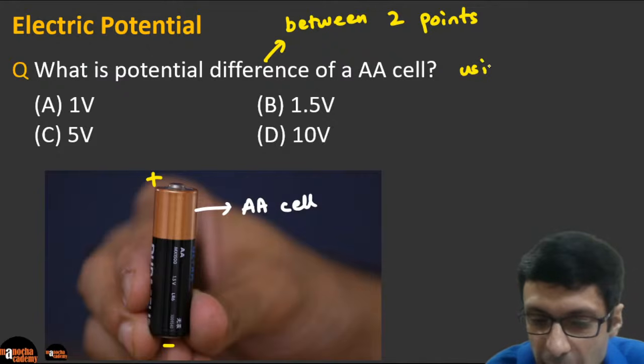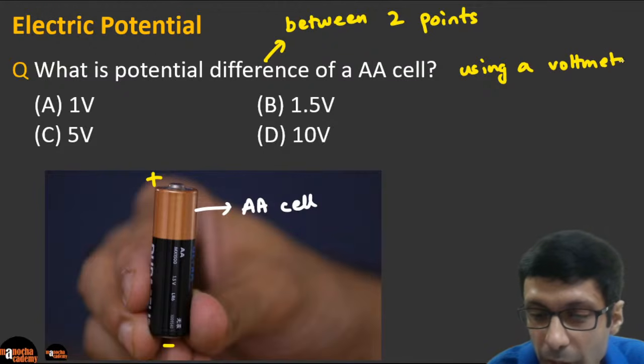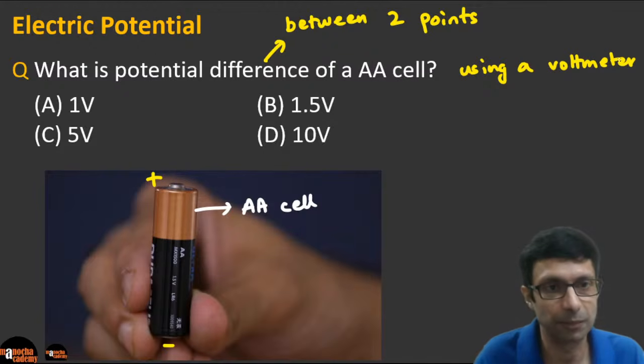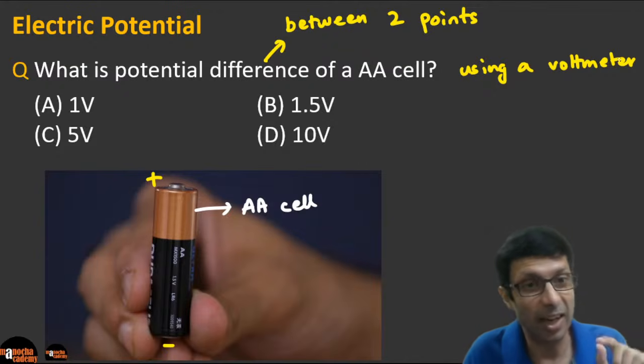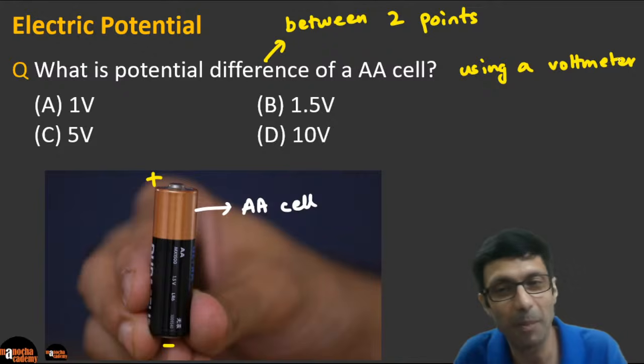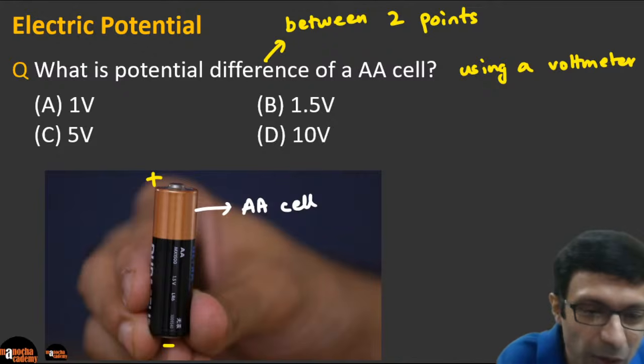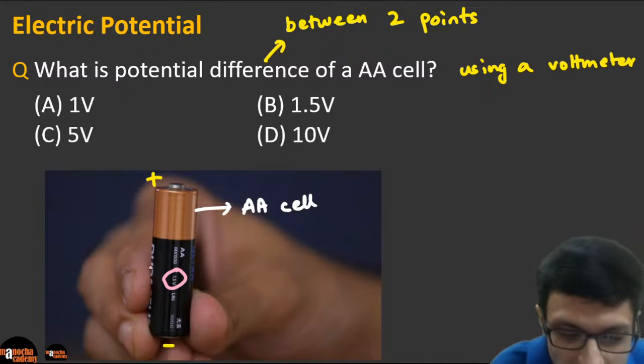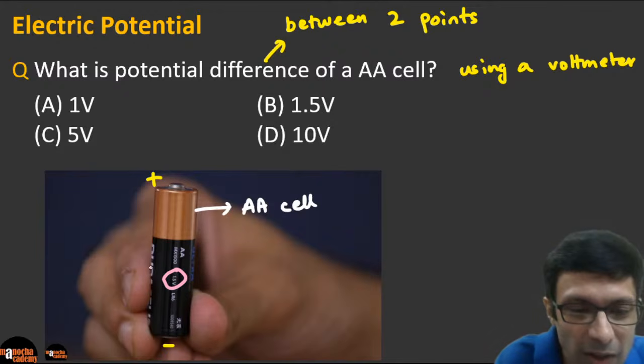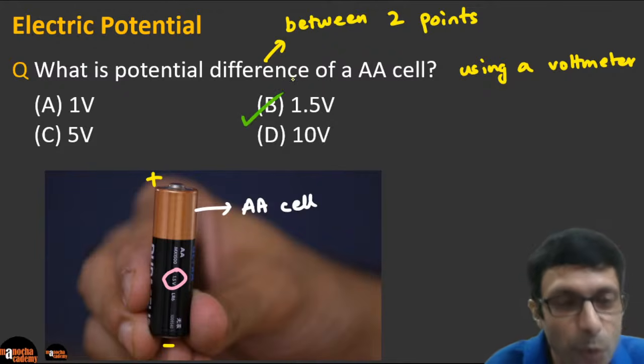Very good. I'm seeing different answers here. Potential difference can be measured using a voltmeter. It's an instrument, right? So if we connected a voltmeter to this cell, how much electric potential would it be? Guys, if you have a cell at home, please pick it up and check. I don't think you can read it here; it's really written in small. The value is actually given here in the picture. The correct answer is 1.5 volts.